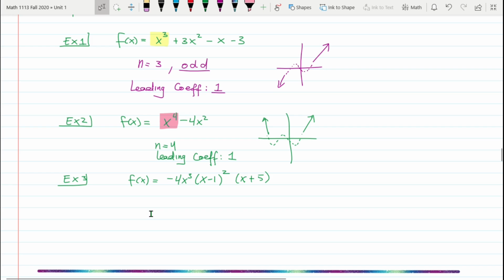But because when you multiply everything out, you are going to have a degree 3 right here. Here's a degree of 2, or a power of 2. And then there's a 1 right here. We don't write it, but it's there.